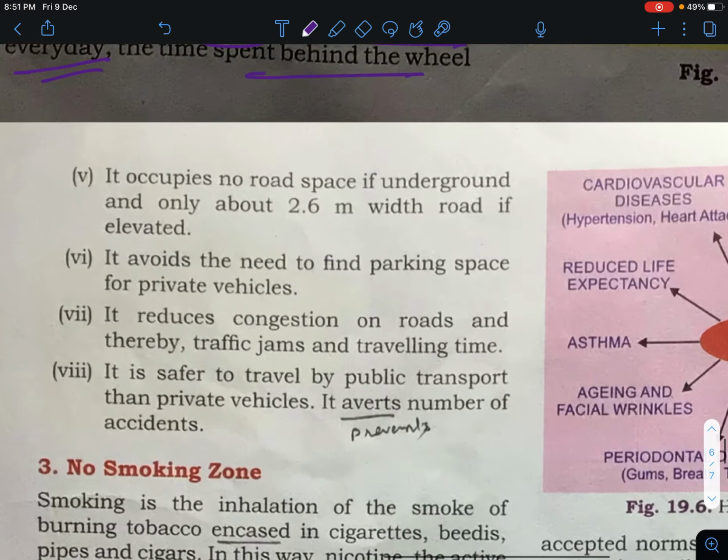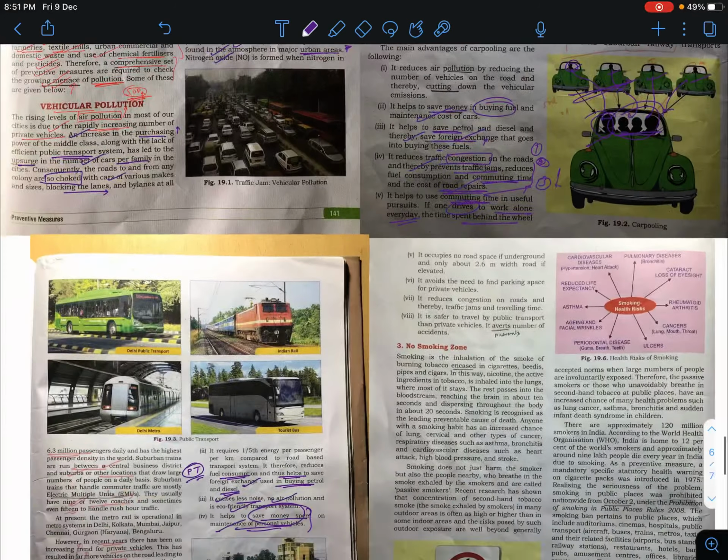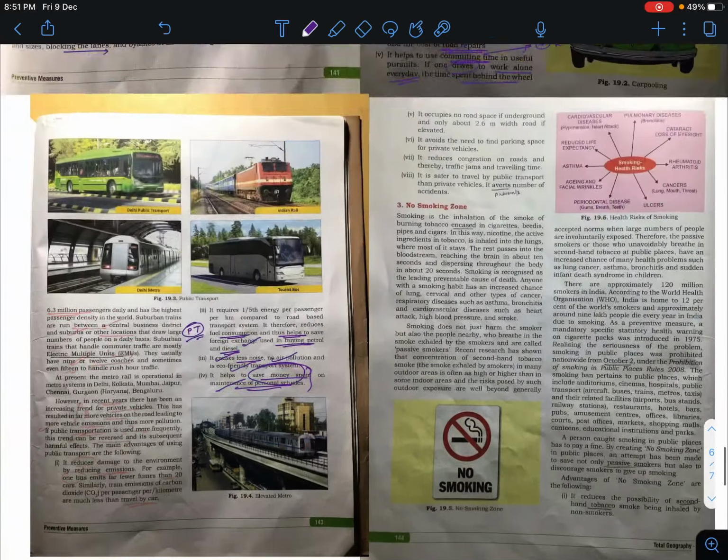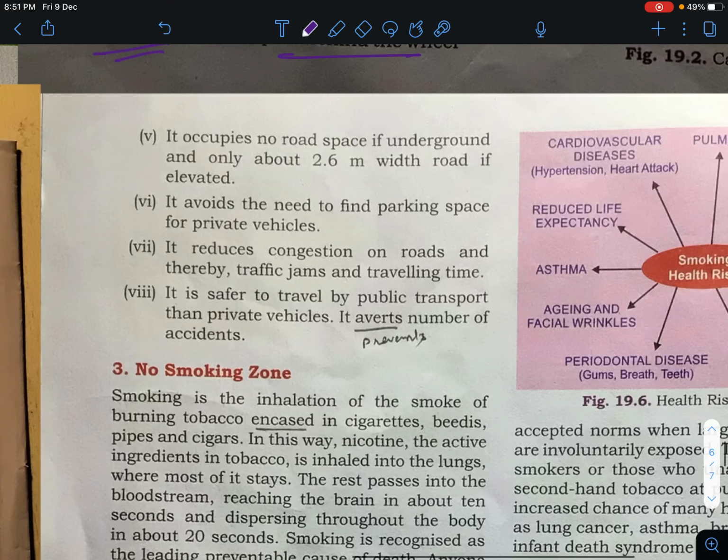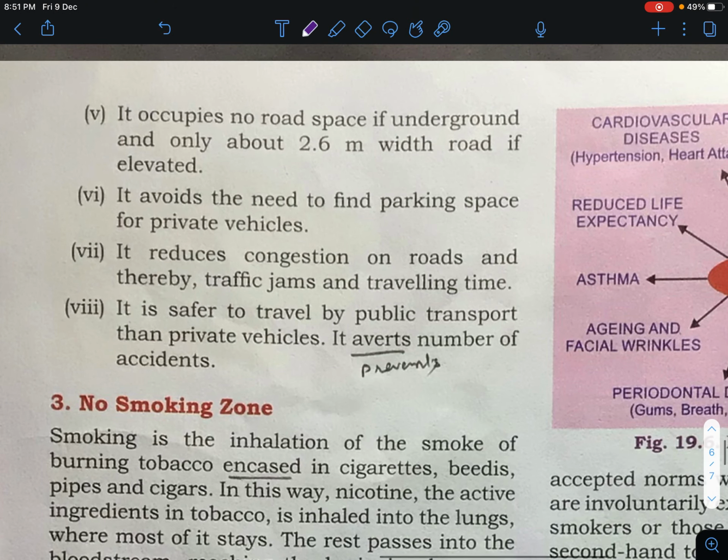It occupies no road space. Now the third point is that it occupies no road space if underground, and only about 2.6 meters of road width if elevated. It avoids the need to find parking space for private vehicles. At the same time, if you are using public transport, it avoids the need to find parking space. It reduces congestion on the roads and thereby traffic jams and traveling time.